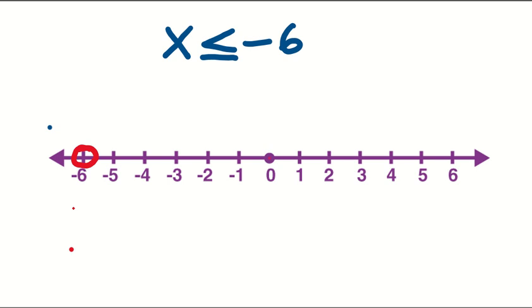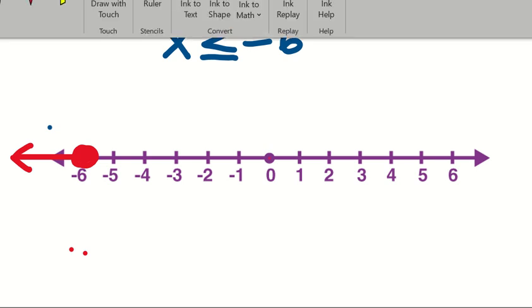Now, because it can be equal to it, it says less than or equal to, we're going to fill it in because that'll show that it includes -6. It's like giving -6 a big old hug. But now we need to represent all the values less than -6. And we know that all the values less than -6 are going to be to the left of -6 on the number line, which is why we drew the arrow that way. Also, you may or may not have noticed, but these inequality signs tend to point to the direction of the arrow. Just a little bit of a hint.